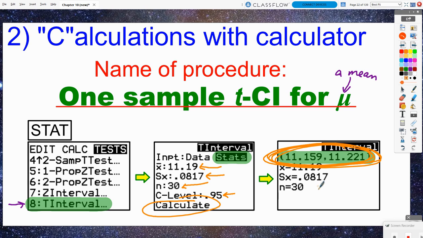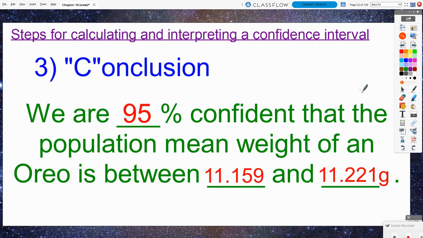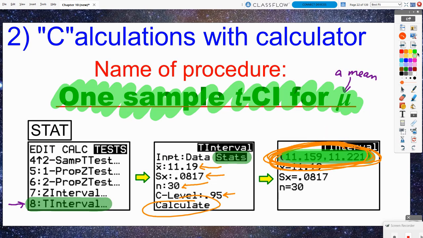And that's really the main thing I need to write down. So if I want to use my calculator command, remember, you have to properly name the procedure in words here, and then come up with the confidence interval, and you're done. Now, the conclusion is the same old conclusion that we wrote about before with proportions. We are 95% confident that, but this time, instead of it being about the population proportion, it's about the population mean, and we were looking at the mean weight of an Oreo is between 11.159 and 11.221 grams. Because again, those were the two numbers that I got from my calculator.